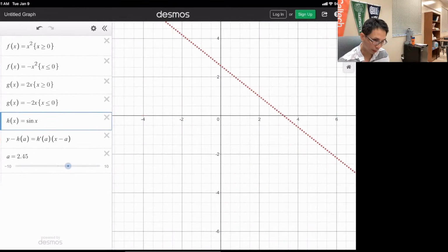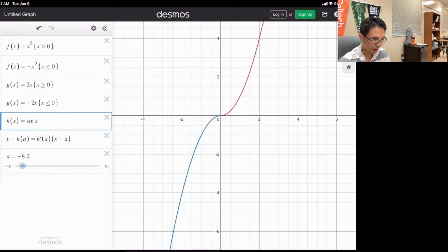I'm gonna show you this. This is a piecewise function of f of x equal to x squared when x is greater than 0, and f of x equal to negative x squared when x is less than 0. Now, if I take a derivative of both functions of the piecewise function, I'm going to get g of x equal to 2x, right? And g of x equal to negative 2x.